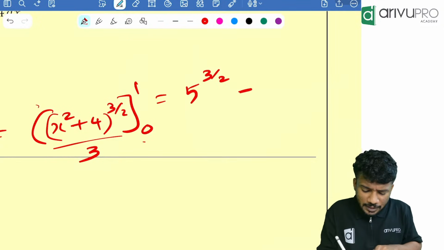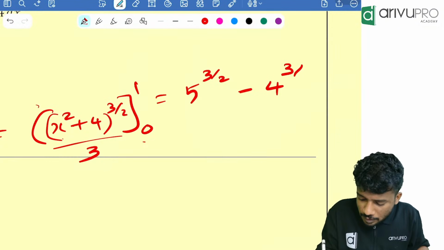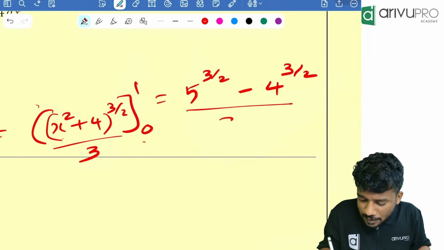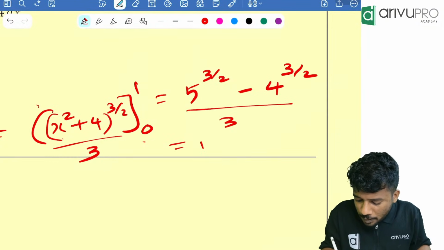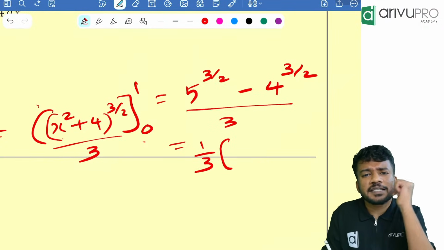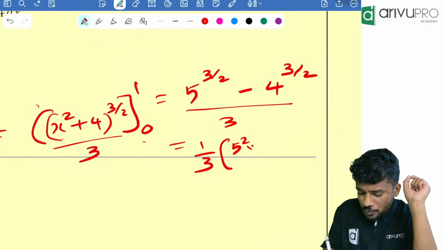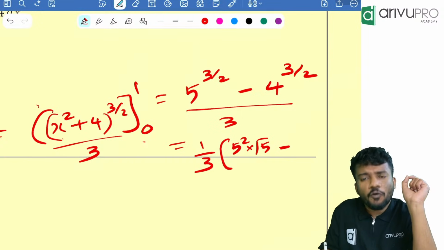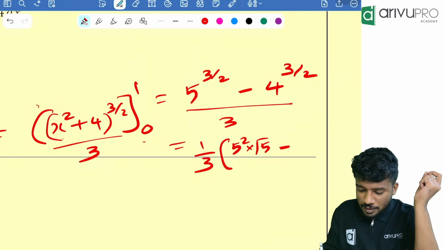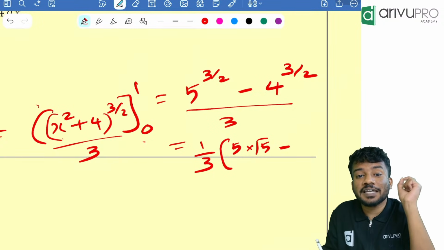Apply the lower limit. Instead of x you put 0. That means 4 raised to 3 by 2 divided by 3. That is nothing but 1 by 3 into 5 raised to 3 by 2, minus 4 raised to 3 by 2. No, not 5 square into root 5. That is 5 into root 5.